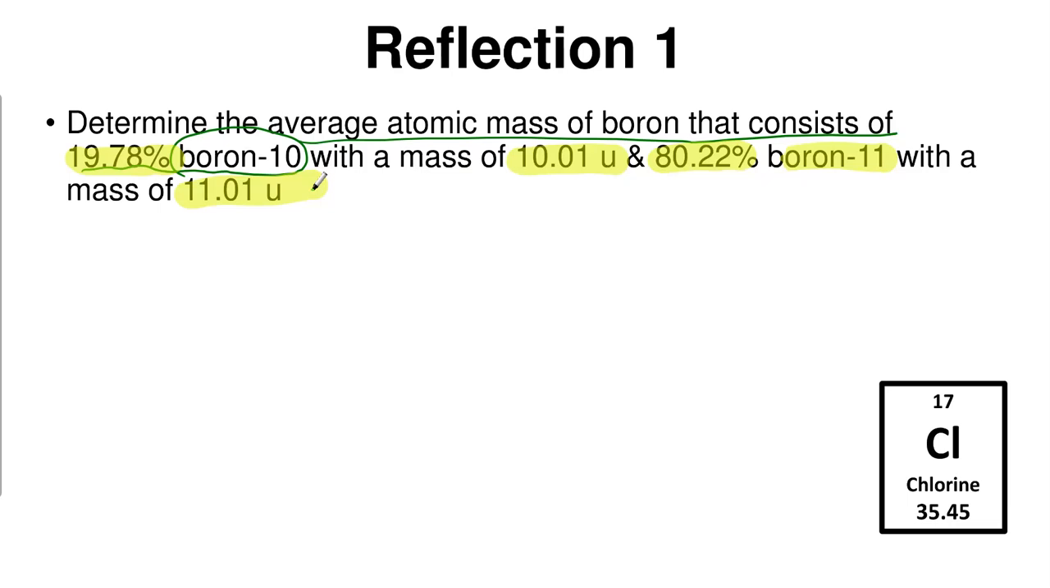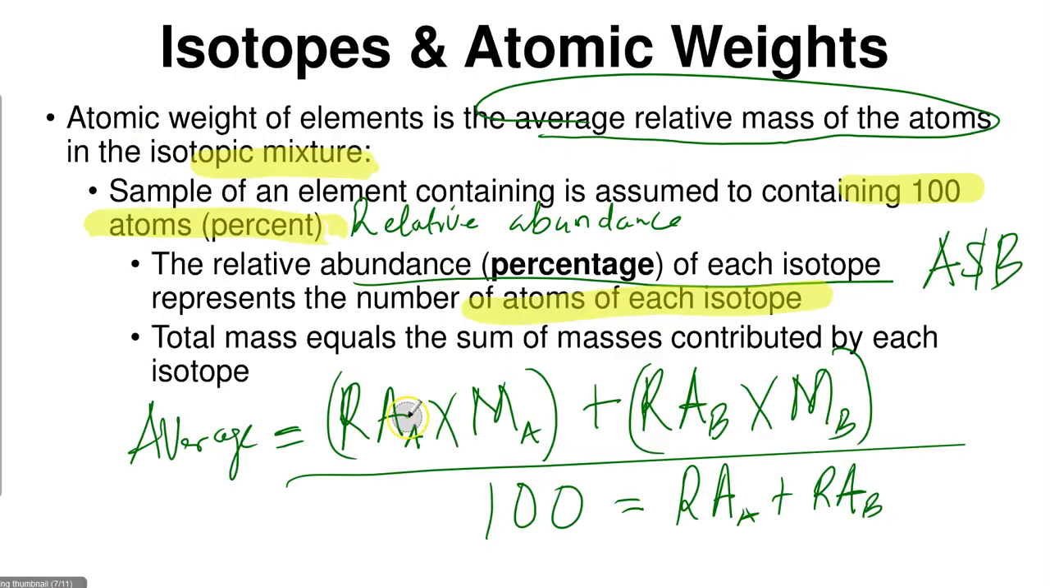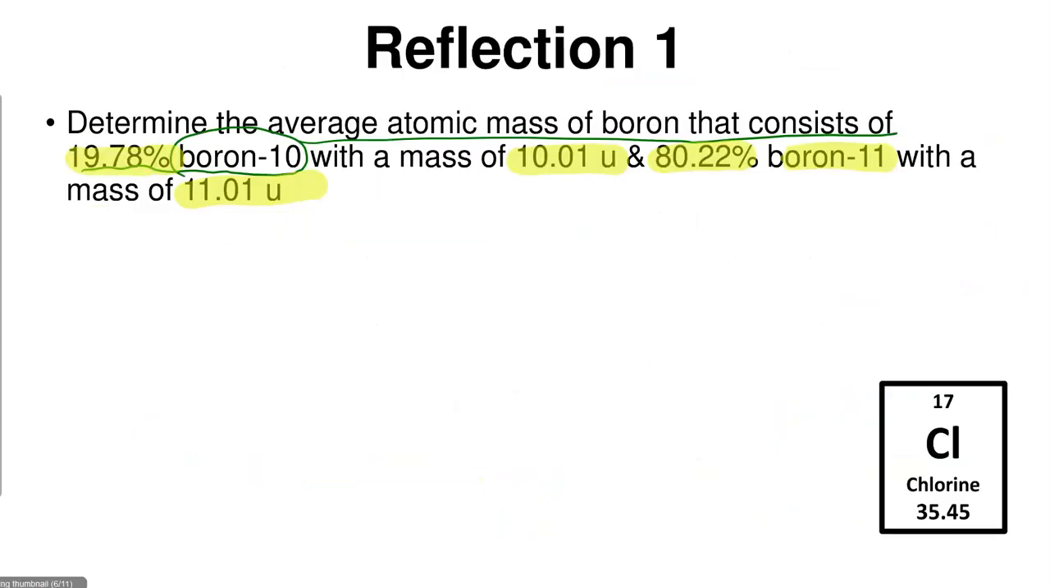So now, let us do the math. Let us try to calculate the average mass of this. Again, like I said, I don't want to give a formula to this, but it is much easier to take it to be an average over 100. You multiply each relative abundance by the mass of the first one and do it for the second one and divide it by 100. Let's see what happens here.